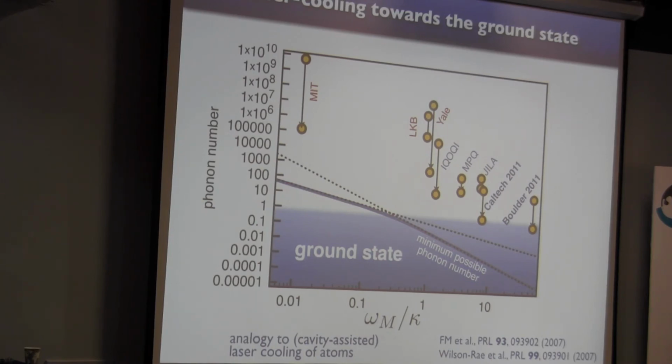The circulating power in the MIT experiment was pretty big. You wouldn't want to put your finger in there.